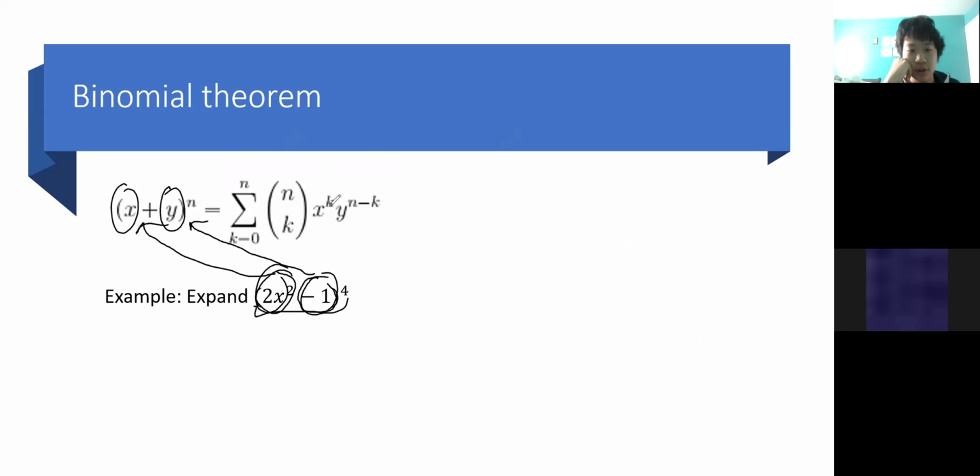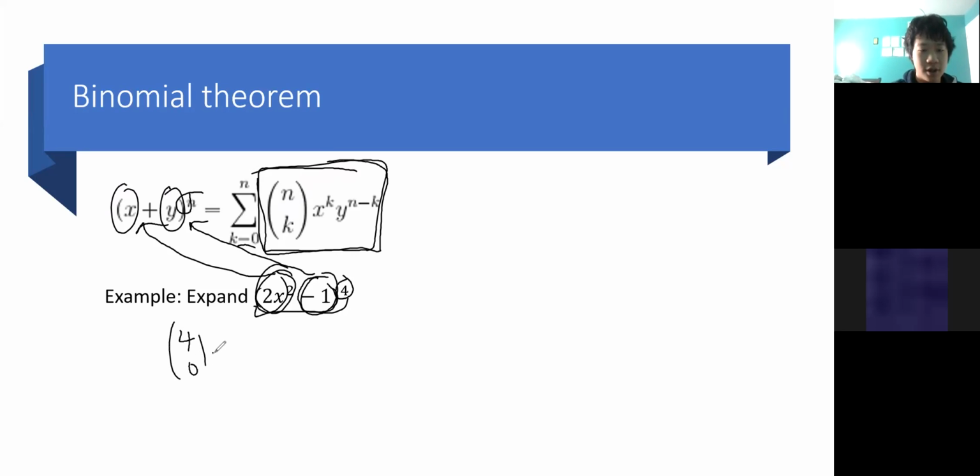Let's evaluate this. So first, we're going to start with k equals 0. So if k equals 0, what is the value of this? Well, we're going to first figure out n. N is 4, right? So if k is 0, the first term is 4, choose 0, times x. X, remember, that's 2x squared, to the k power, which is 0, times y, remember y is negative 1 actually, to the n minus k. 4 minus 0, 4.